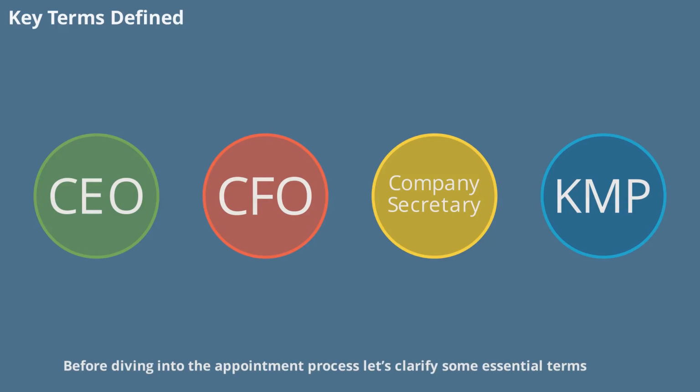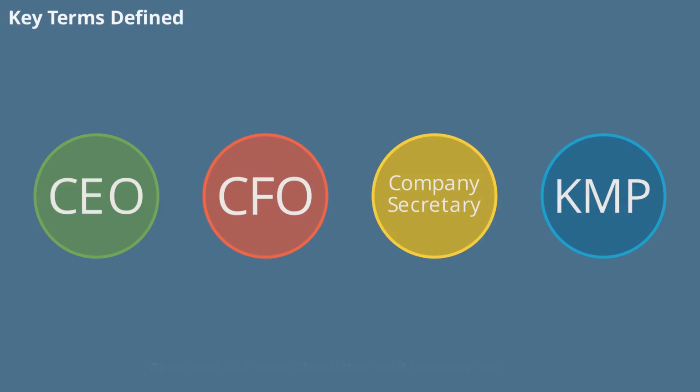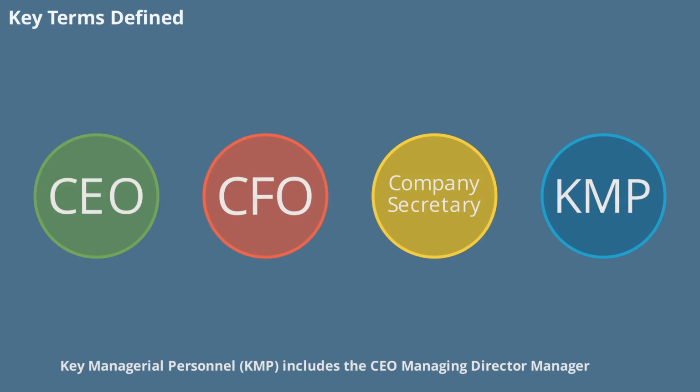Before diving into the appointment process, let's clarify some essential terms. The Chief Executive Officer, CEO, is the officer designated as such by the company. The Chief Financial Officer, CFO, is the person appointed to oversee financial matters. The company secretary is a professional appointed to ensure compliance with company law. Key managerial personnel, KMP, includes the CEO, Managing Director, Manager, Company Secretary, Whole-time Director, CFO, and others.